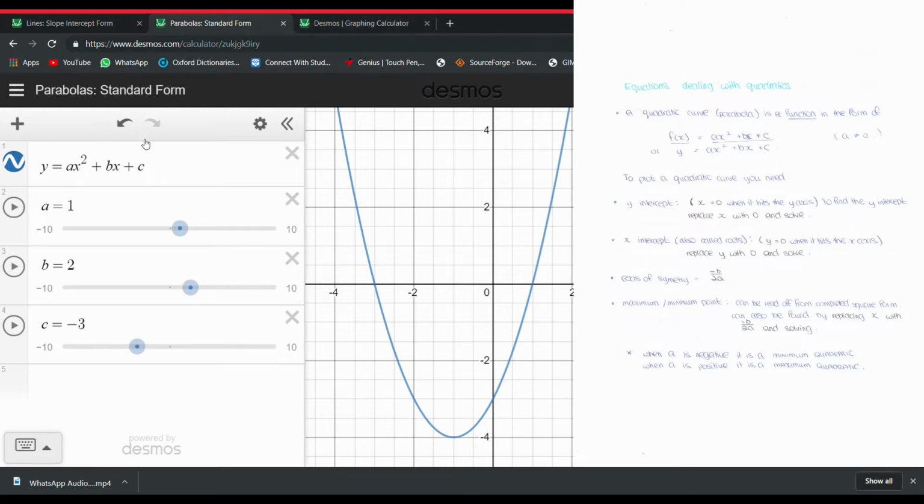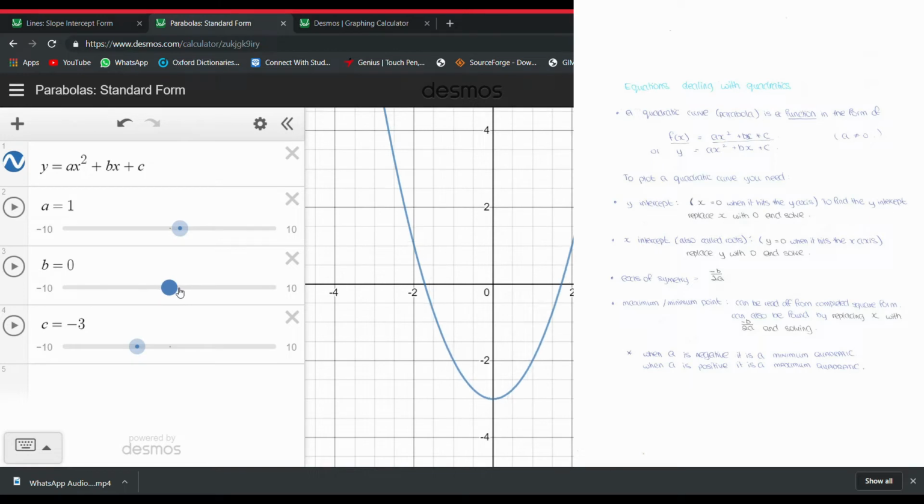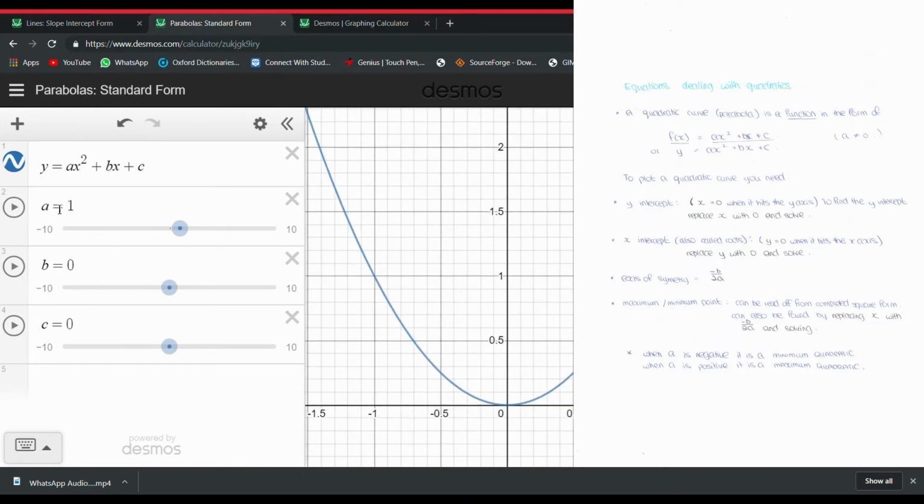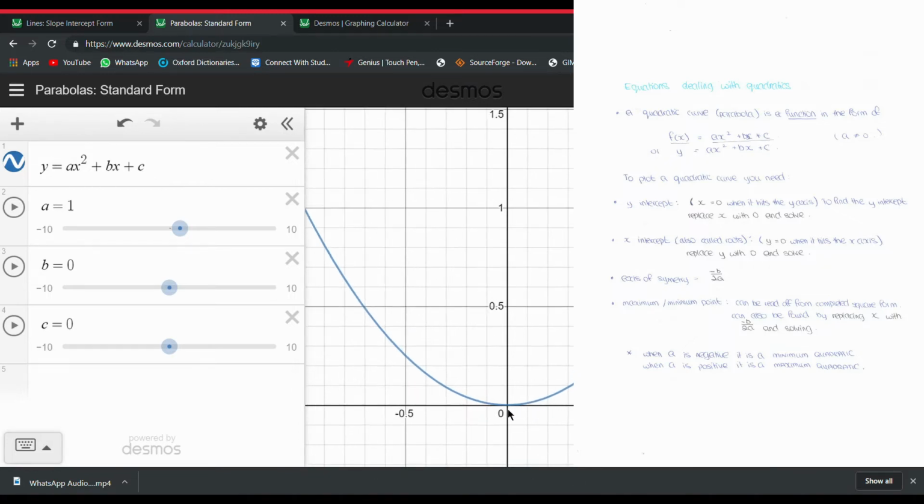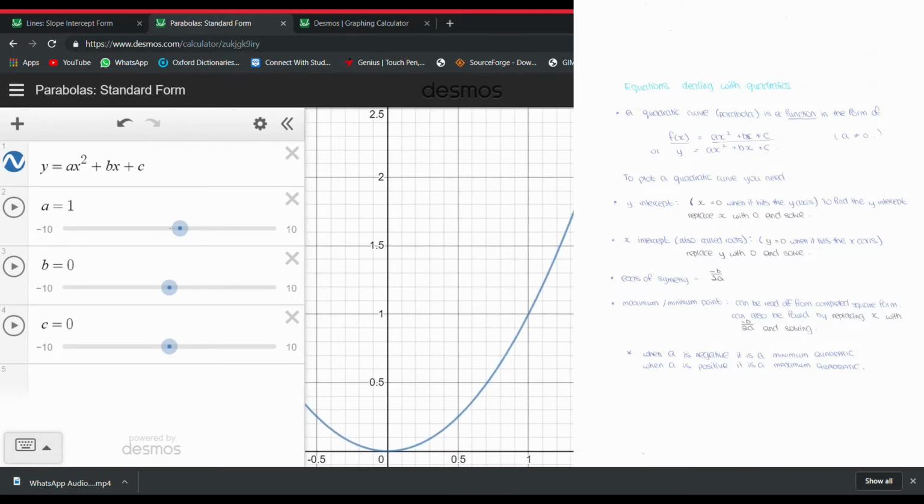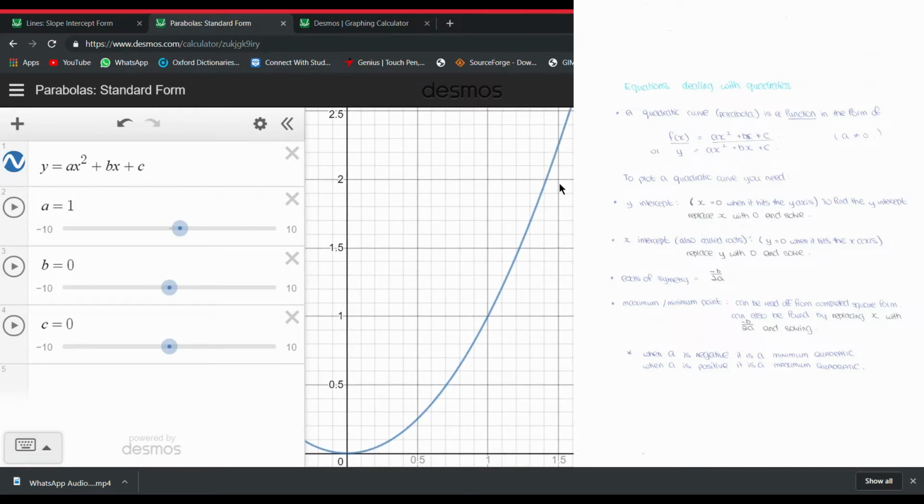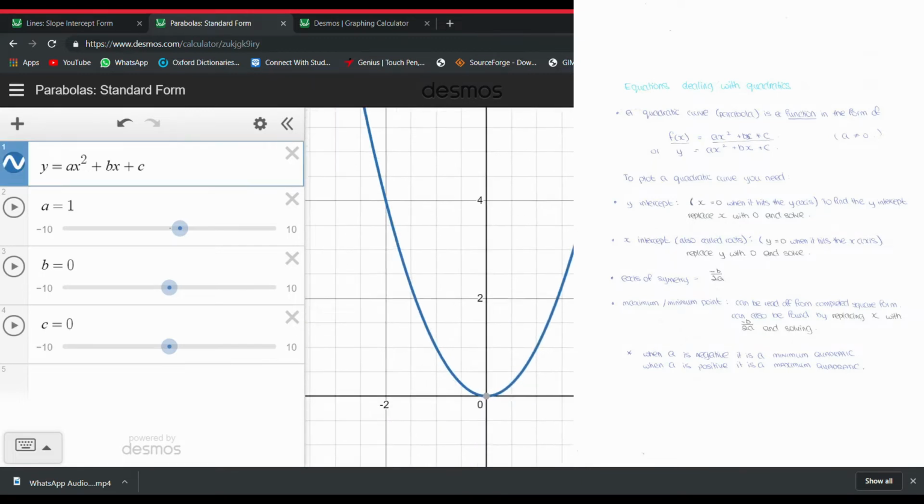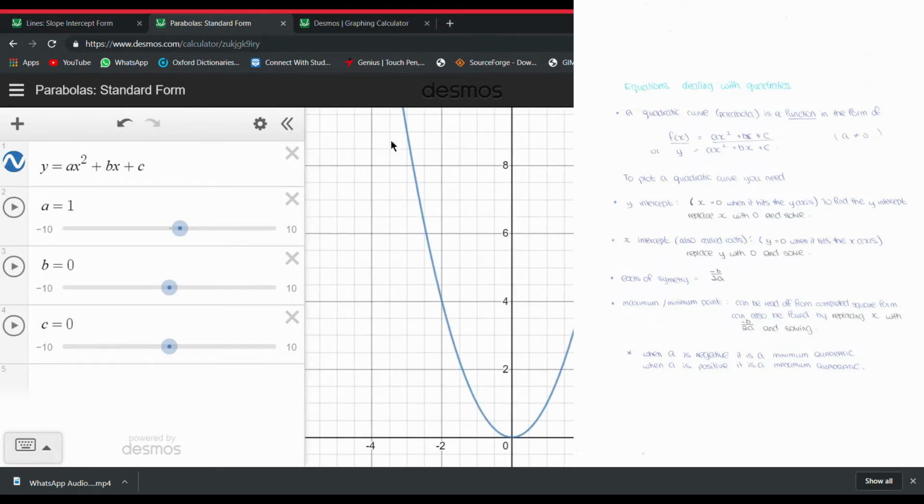By the way, the whole reason it looks like this is because this isn't a linear equation. If a is 1, let's just say b is 0, c is 0, this is essentially the graph of y is equal to x squared. 0 squared is 0, 1 squared is 1, but 2 squared isn't 2, it's 4. And it means it's not really a line, it's more of a curve.